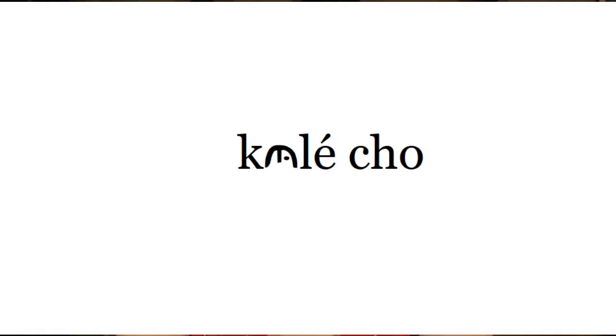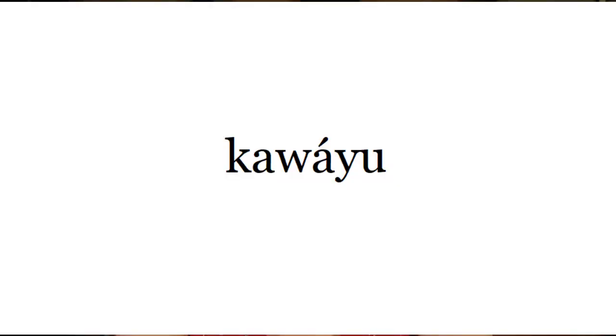To talk about two of anything, you can add the cho ending. Kalecho is two women. Repeat, kalecho. It's not just for the special kinship terms, but can be used for anything or anyone. A pair of horses is kawaiucho.